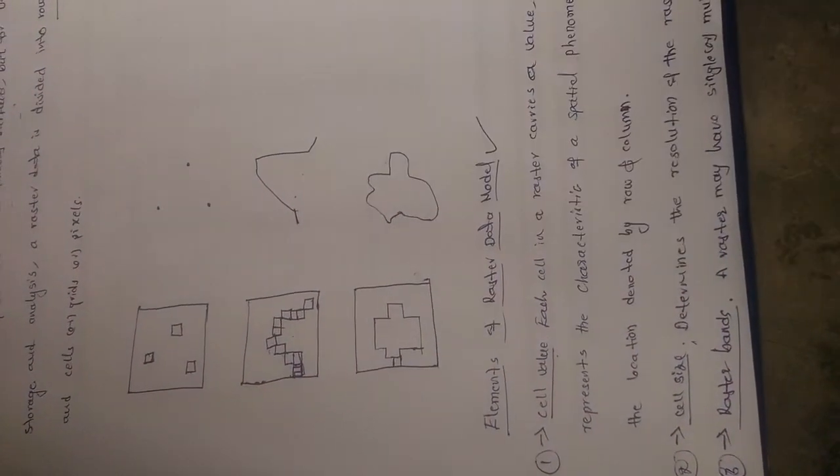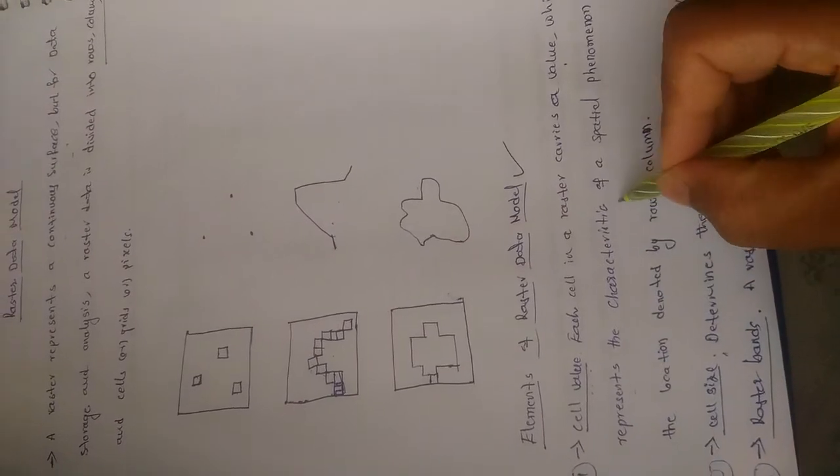Okay, so first look at the cell value. What is meant by cell value? See, each cell in a raster carries a value which represents the characteristic.